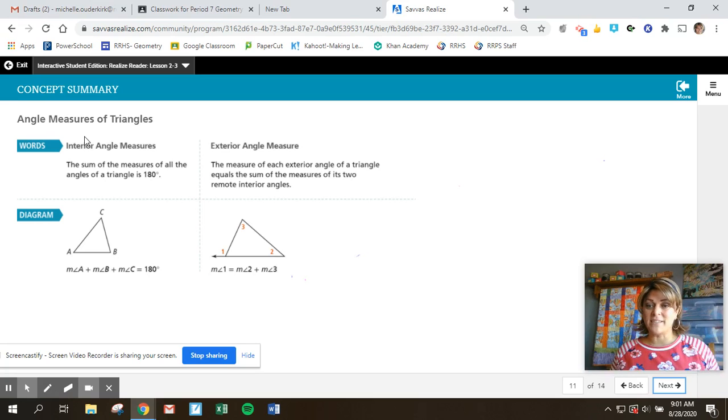Okay, bottom line, concept summary. Triangles add up to 180. The interior angles of a triangle will always equal 180. Often it's referred to as the triangle sum or triangle sum theorem. The exterior angle of a triangle: if one side is extended, the two remote or far away angles inside will add up to the exterior. This is referred to as the exterior angle theorem, or exterior angles of a triangle.